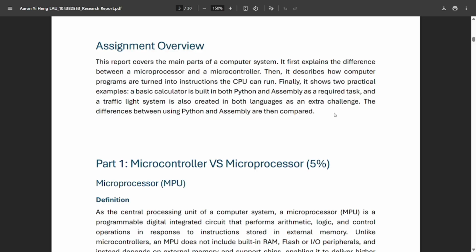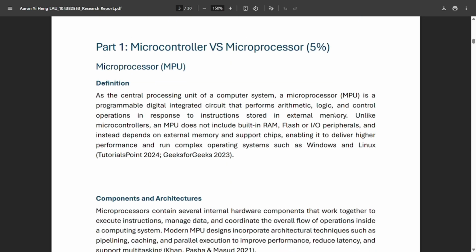This example helps highlight how the two languages differ in terms of complexity, control, and performance. I go through each section step by step, following the overall structure of the report. In the first part of the presentation, I start by looking at what exactly a microprocessor is.